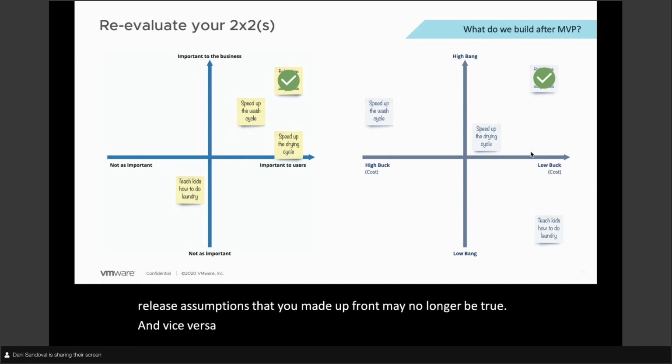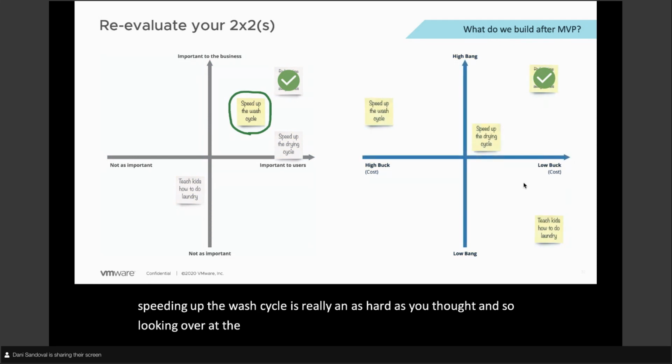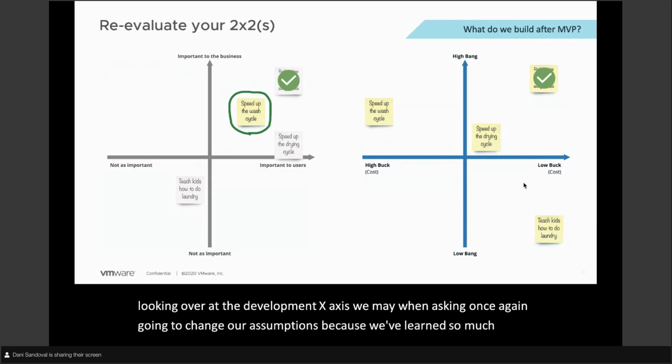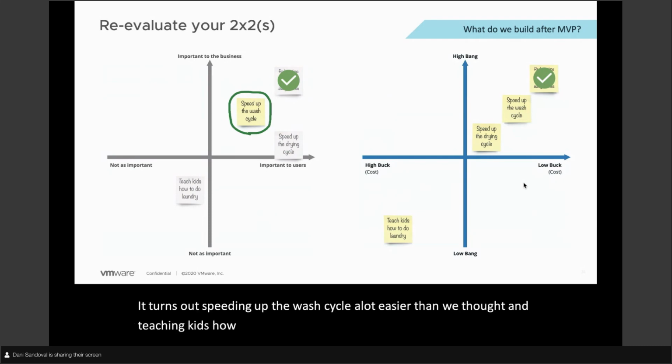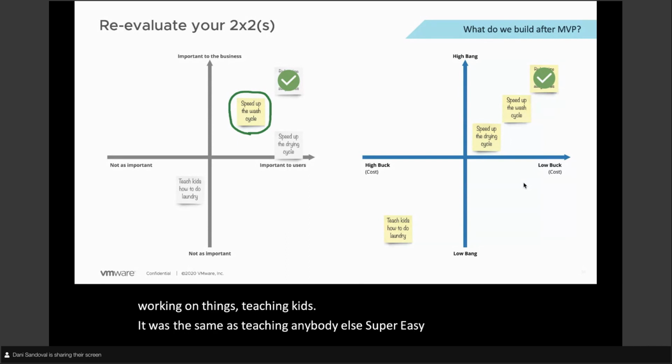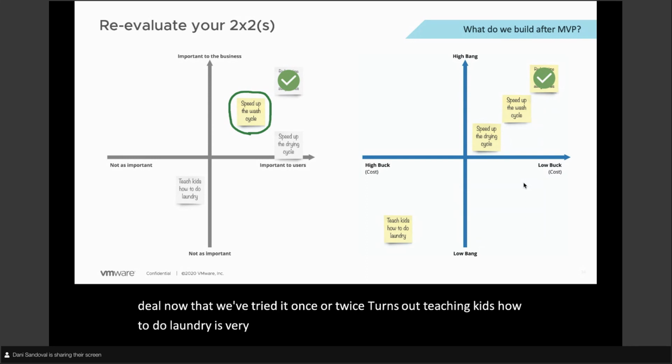And so you end up in a situation where perhaps speeding up the wash cycle is really not as hard as you thought. Looking over at the development x-axis, when asking once again, we may change our assumptions because we've learned so much more. It turns out speeding up the wash cycle is a lot easier than we thought. And teaching kids how to do laundry, well, when we first started working on things, teaching kids was the same as teaching anybody else. Super easy, not that big of a deal. Now that we've tried it once or twice, it turns out teaching kids how to do laundry is very costly. So we're moving that to the complete left-hand side of the axis.